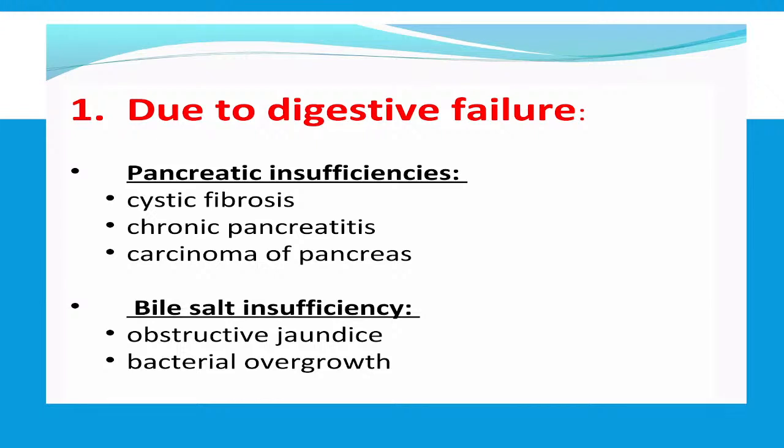Now, the causes according to the digestive failure. There could be pancreatic insufficiencies or there could be bile salt deficiencies. Now, pancreatic insufficiencies will be more related to what? Fat and protein digestion, while bile salt insufficiencies will result in abnormalities in fat digestion. In pancreatic insufficiencies, we have cystic fibrosis, chronic pancreatitis, carcinoma of pancreas. Then for bile salt insufficiency, we have obstructive jaundice and bacterial overgrowth syndromes.